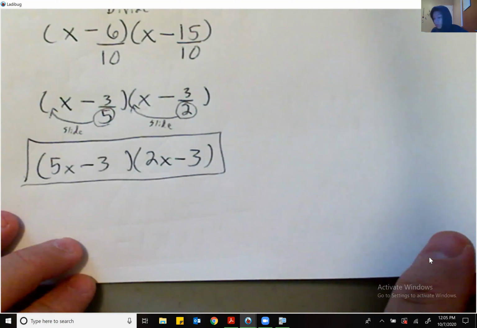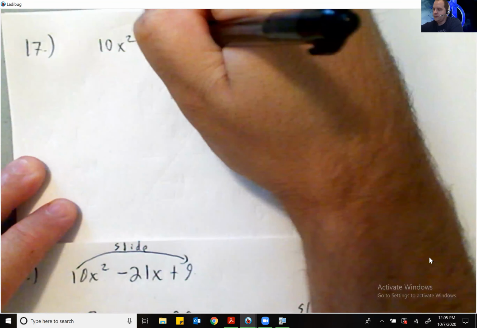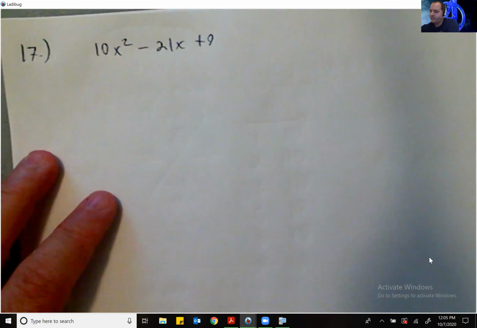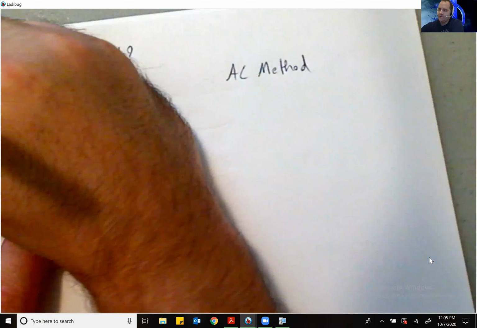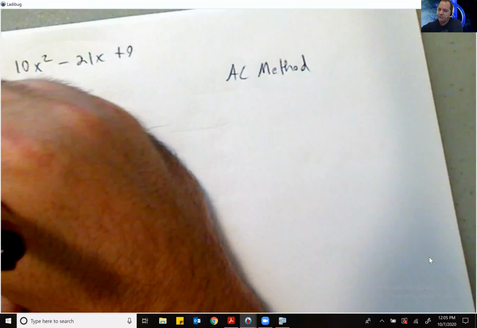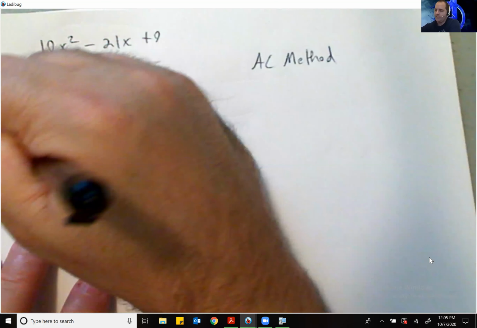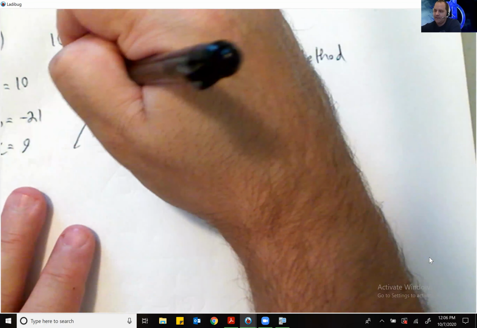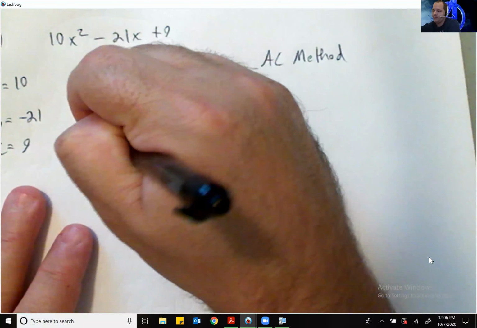Let me show you the AC method to 17, and then we will move on. Okay. So the AC method. So here, tell me A, B, and C, which we know are 10, negative 21, and 9. You still play the same X games. So the top number is 90 because it's A times C. The bottom number is negative 21 because that's your B.